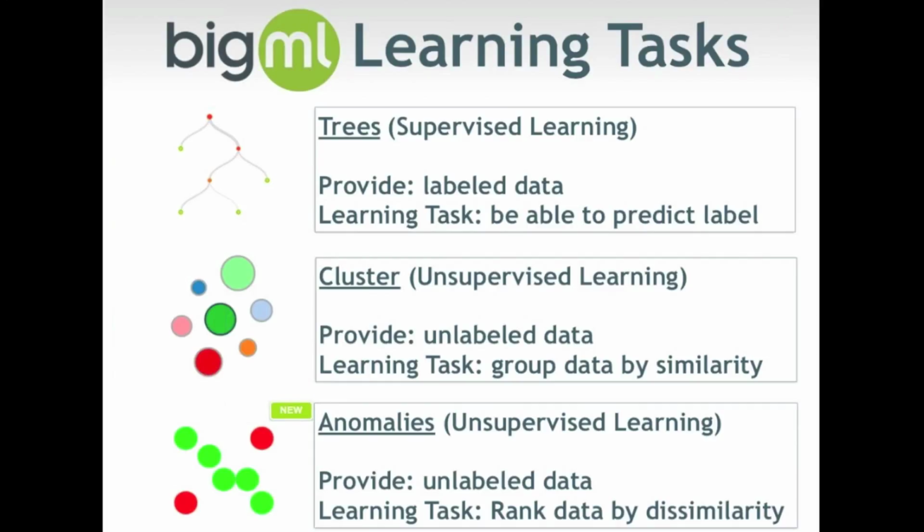And now we have anomaly detection, which is also an example of unsupervised learning. Like clustering, the goal is to discover structure in the data itself, except now we're interested in the task of finding data that is unusual.